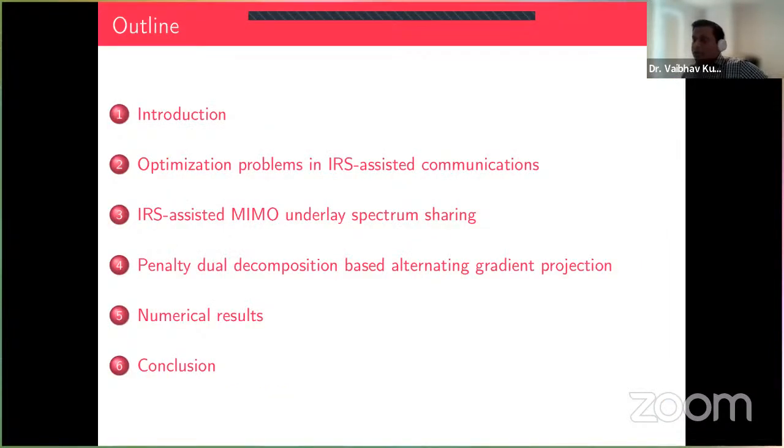We will talk about a brief introduction to IRS and their application in wireless communication. We will look into the different sorts of optimization problems in IRS assisted communications. Then we will shift our focus towards one particular problem on IRS assisted MIMO underlay spectrum sharing. We will discuss one particular method that has very low complexity to solve that problem. We will discuss some of the results then.